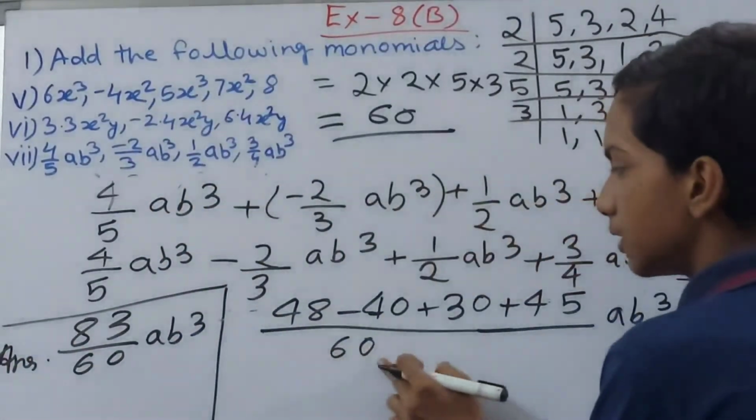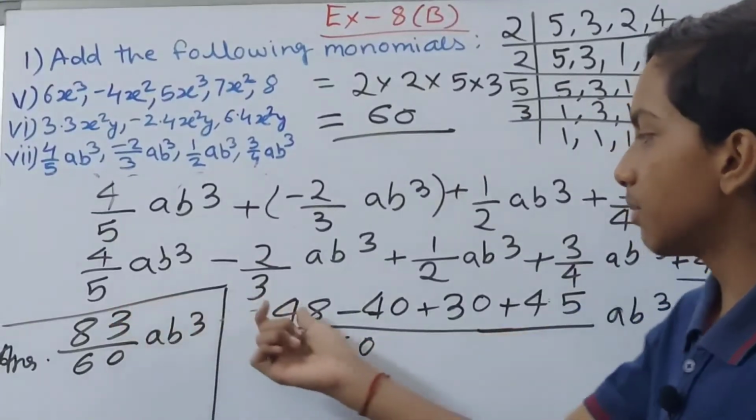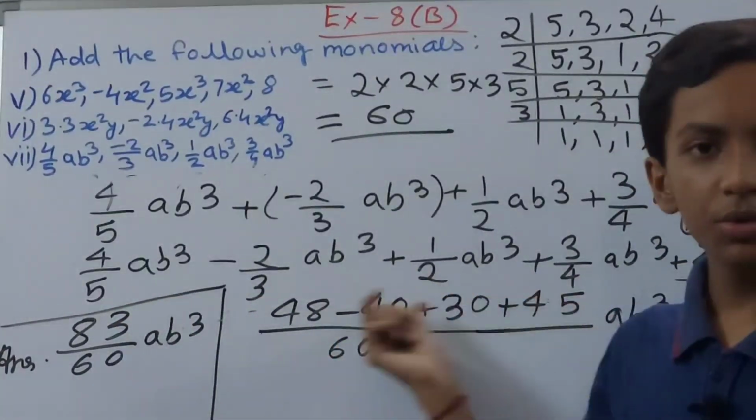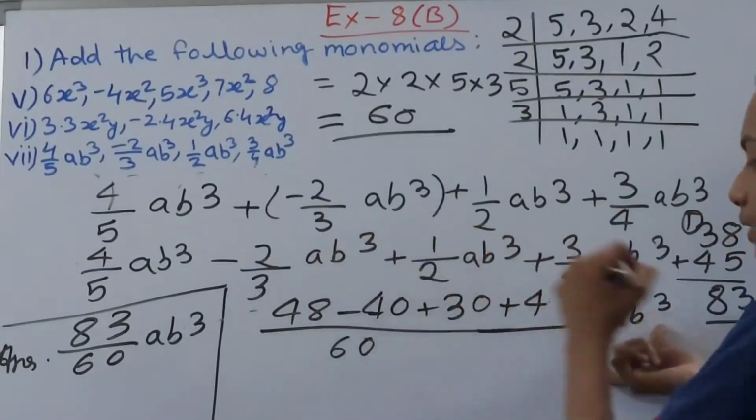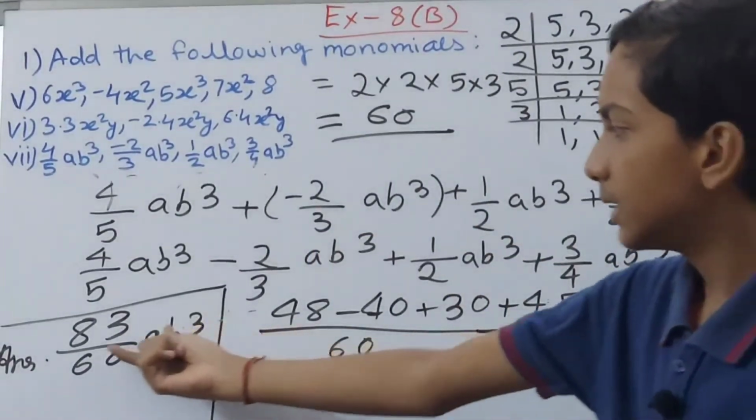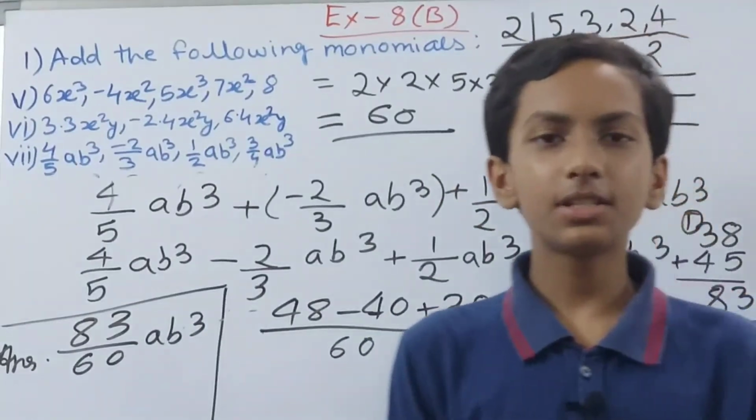Right, 60 is the denominator. 83 we are getting by solving the numerator part. And ab cube was the like variable part here, so we always have to write this. This becomes our answer. And friends, this is all for today.